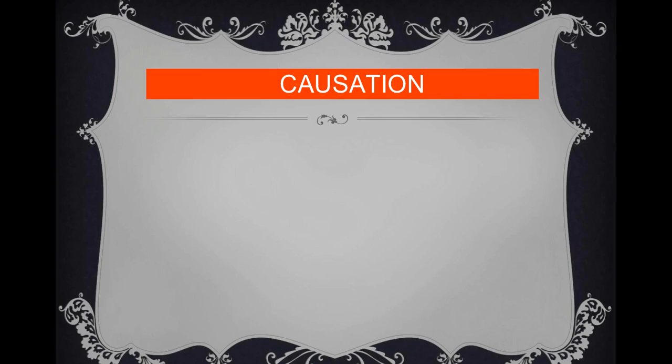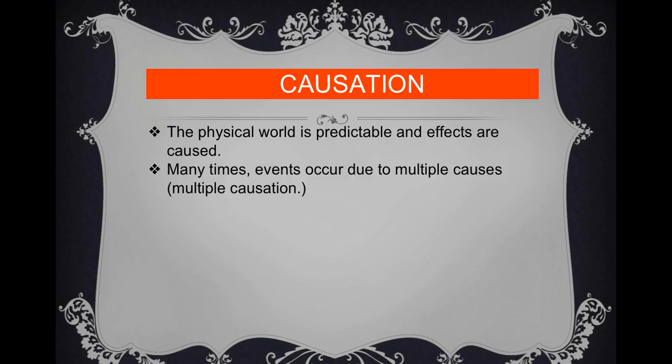Okay, causation. There's a basic premise or assumption in science that the physical world is predictable, and that if there's an effect, there was a cause. And sociologists apply that to the study of society and groups. The thing to remember is that many times there are multiple causes for an event, not just one.